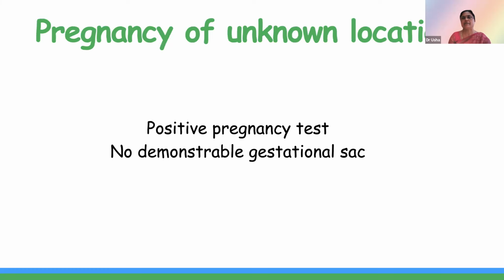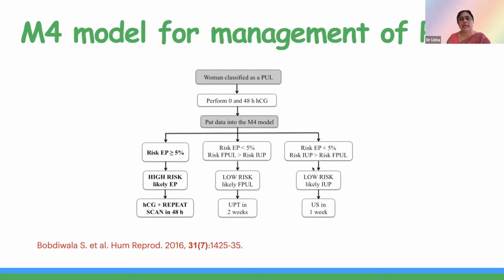Next, we move on to pregnancy of unknown location. So when we have a positive pregnancy test and we are unable to demonstrate any gestation sac, either intrauterine or extrauterine, we classify them as pregnancy of unknown location. So on following up, this can become an ectopic pregnancy, or it can become a failed intrauterine pregnancy, or it can become a normal intrauterine pregnancy. So we have two models to work on it.